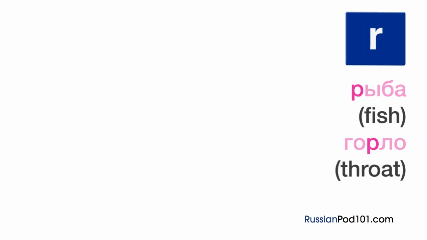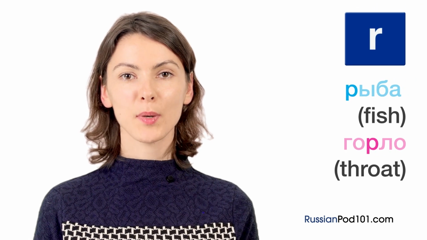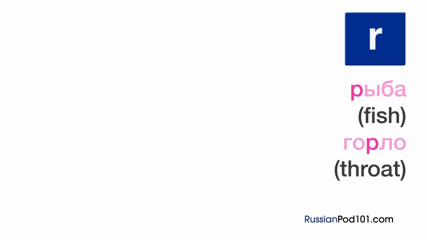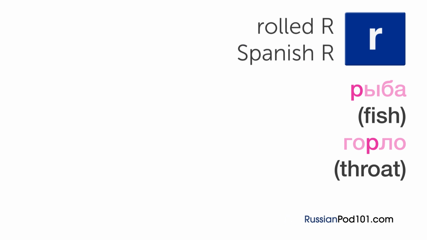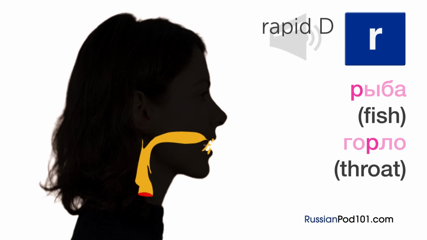The next consonant is Р. Рыба, горло. This is also known as a rolled R or a Spanish R. Contact the gums directly behind your top teeth with the tip of your tongue, build pressure behind the gums, and release. The small passage created by the gums and the tongue should open and close rapidly, as if your tongue is fluttering or vibrating against the gums. It almost sounds like a rapid D sound.